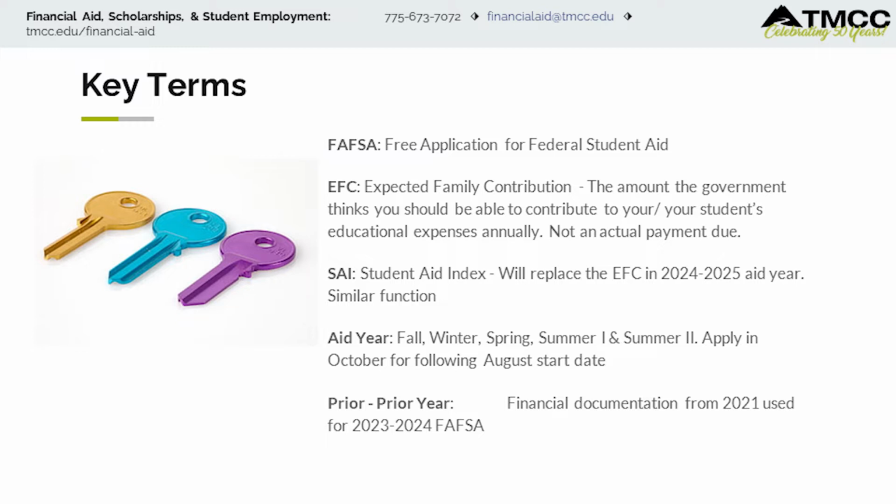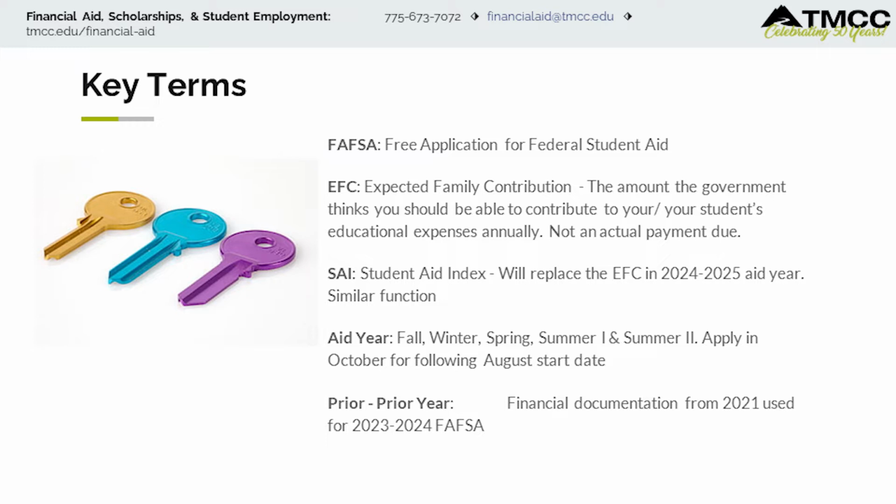SAI, Student Aid Index. This term will replace the EFC, or Expected Family Contribution, in the 2024-2025 aid year. Similar to the EFC, consideration for government aid will be determined by this number. The key difference will be that the SAI can be a negative number, whereas the EFC has a minimum of 0.